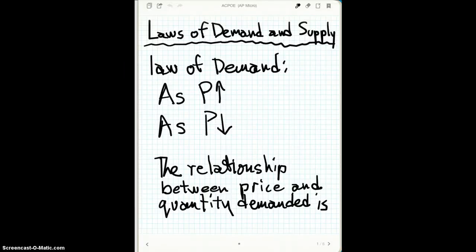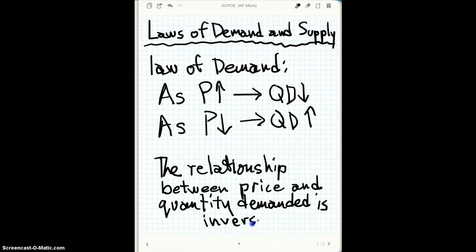This is a mini lecture on the laws of demand and supply, so let's take the law of demand first. The observation is that as the price of a product or service goes up, that is followed by the quantity demanded of that good or service going down. And as the price of the product or service goes down, the quantity demanded of that good or service goes up. So the relationship between price and quantity demanded is inverse, as you can see, or indirect. As one variable moves up, the other moves down, and vice versa.